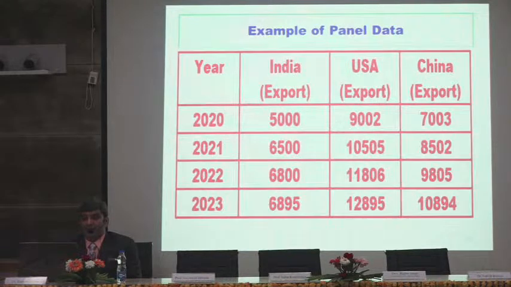And next we have an example of panel data. In this example of panel data, we have combined both cross-section and time series data. We have surveyed the same unit; we have conducted the survey of the same unit for different years. We have data for India, USA, China, three different units, for different time periods: 2020, 2021, 2022, 2023. So this is the panel data.